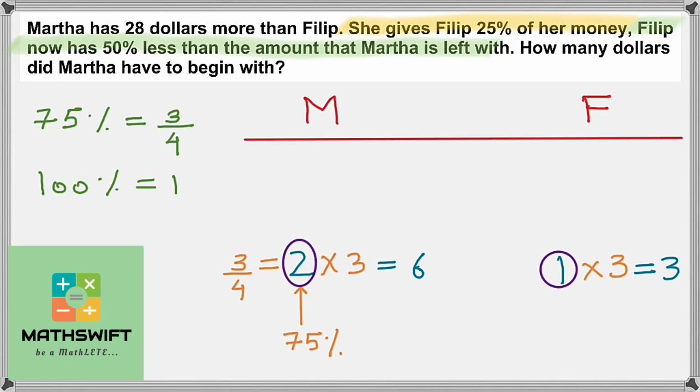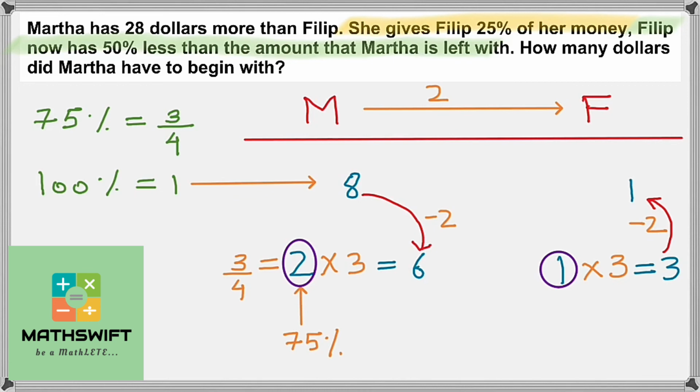Now, if 3 by 4 is 6, what would 100% or 1 be? 8. Simple calculation, a difference of 2 units, which means Martha gave Philip 2 units, which also means that Philip had 2 units less or 1 unit to begin with.